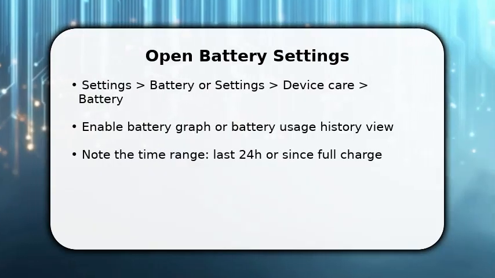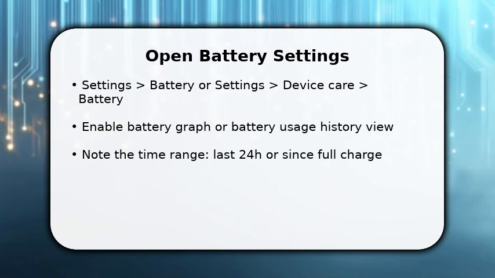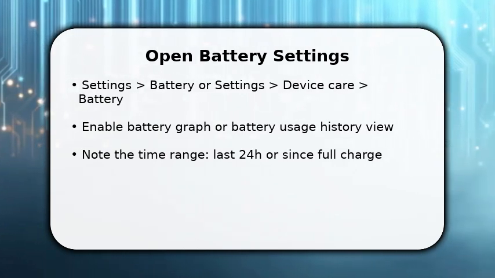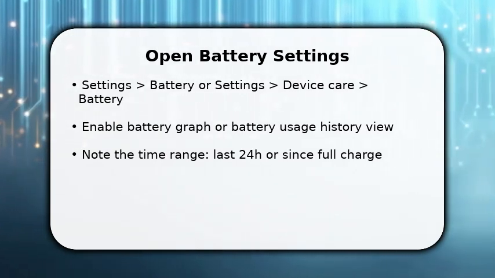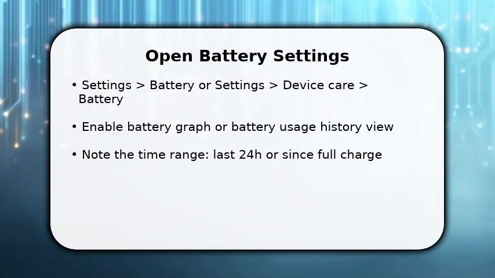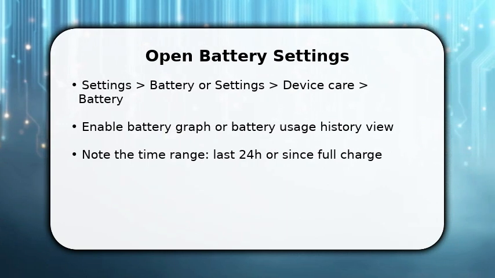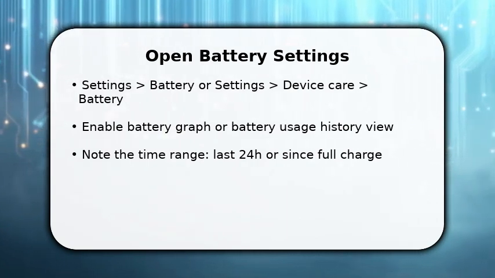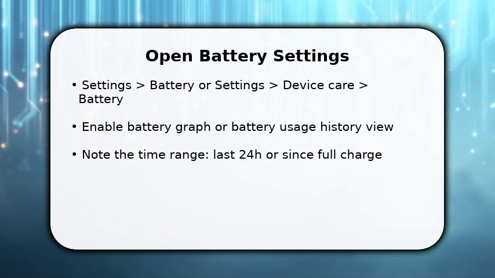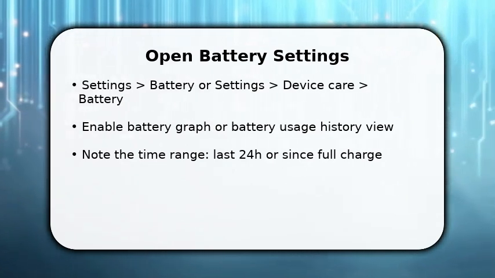You start by opening settings and going straight to battery. Tap battery usage or device care, then battery to see the graph and per app list. This shows drains over the last 24 hours or since full charge. Once done, make sure you select the appropriate time range so data reflects recent activity.